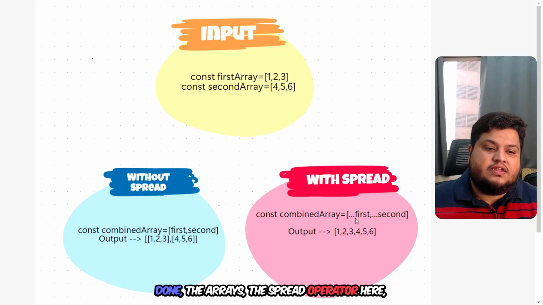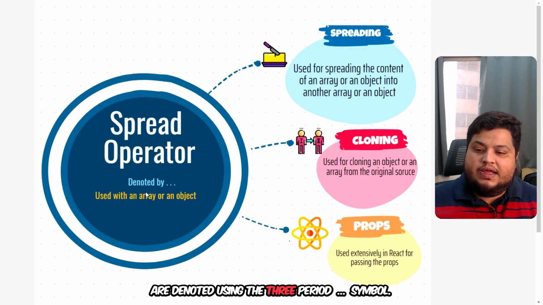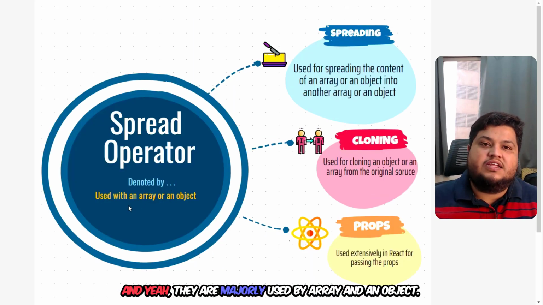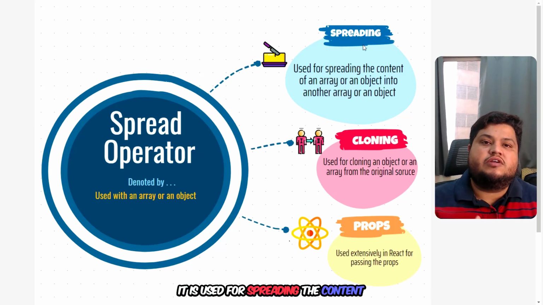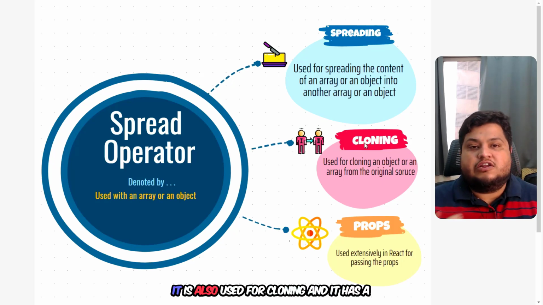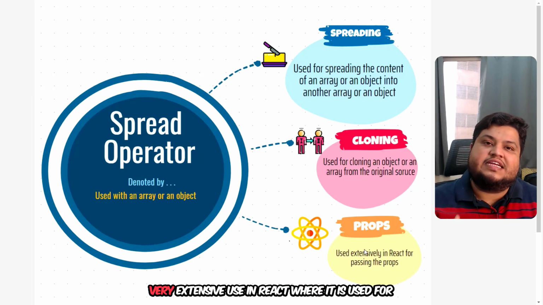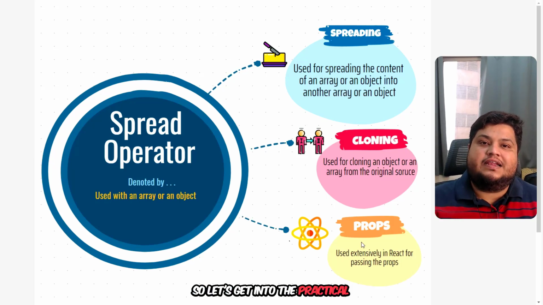The spread operator is denoted using the three period symbol, and it is majorly used with arrays and objects. The major work is the way we spread butter on the bread. It is used for spreading the content of an array into another array, or the content of an object into another object. It is also used for cloning, and it has a very extensive use in React where it is used for passing the props from one component to another. So let's get into the practical and understand this much better.